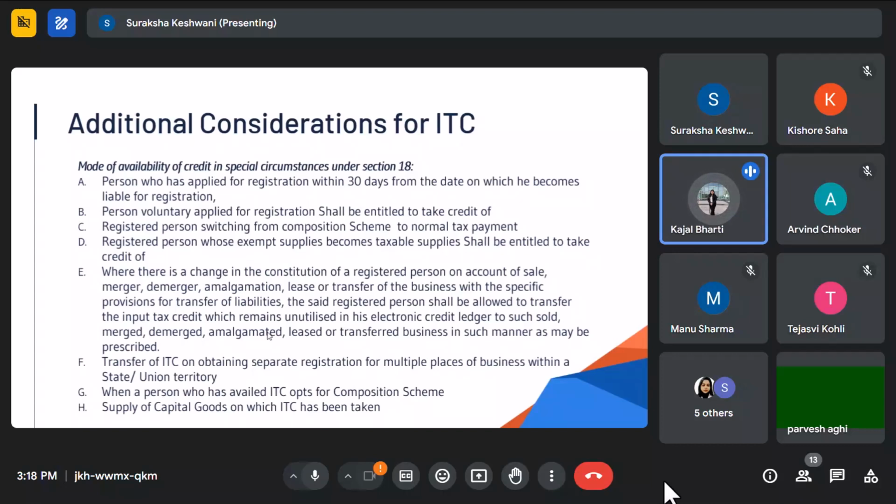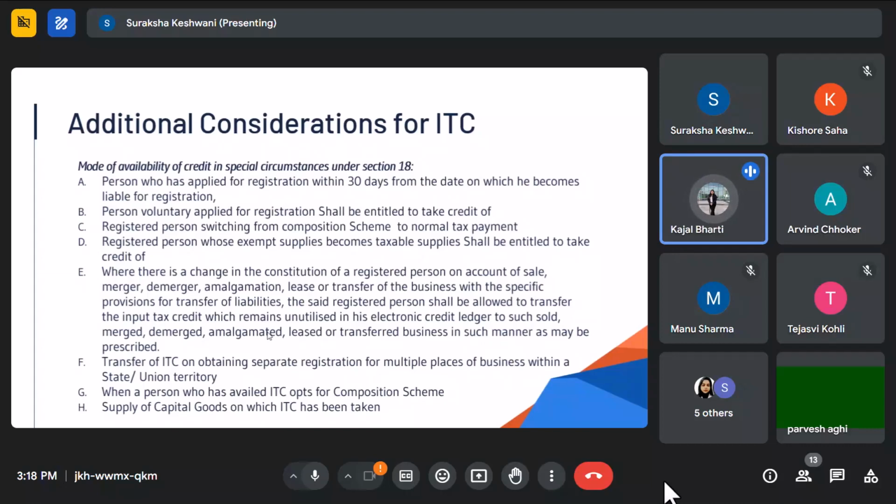Also, where there is a change in the constitution of a registered person on account of sale, for example a merger, demerger, or amalgamation, lease or transfer of the business, with this specific provision for transfer of liability, the said registered person shall be allowed to transfer the input tax credits which remain unutilized in his electronic credit ledger.